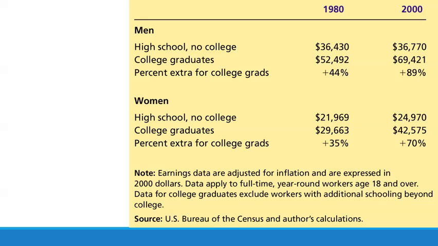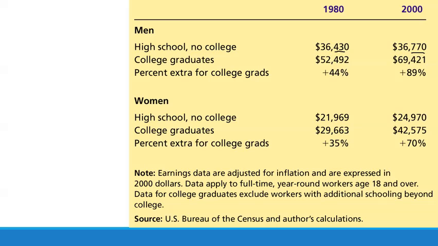Now, when you look at this, it'll give you a better idea, and you can actually see the difference. So when we look at men in 1980 compared to 2000, notice the high school, no college has barely seen an increase in wages. I mean, we're talking about literally 430 to 770 over the course of 20 years. But look at the difference for college graduates, 52.49 versus 69.42. So you see here percent extra for college grads. In 1980, college graduates made 44% more. In 2000, they made 89% more. In other words, it's becoming increasingly more important for individuals to graduate from college to get a pretty good job.